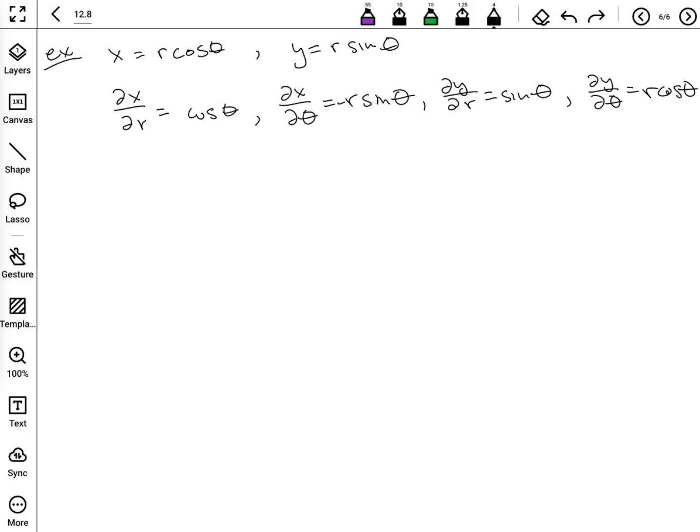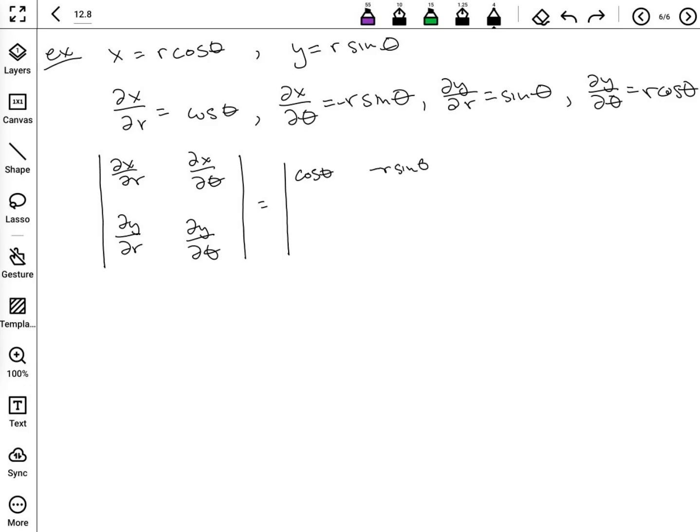And after I take all those partial derivatives, hopefully we're really comfortable with partial derivatives at this point in the semester, I put them inside my Jacobian. I'm going to do my dx/dr, dx/d theta, dy/dr, dy/d theta. And then I just put in all these functions and hope it gets simpler later. So I've got my cosine theta, my minus r sine theta, my sine theta, my r cosine theta.